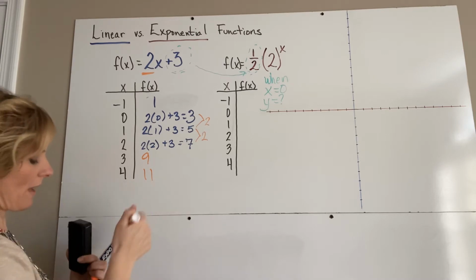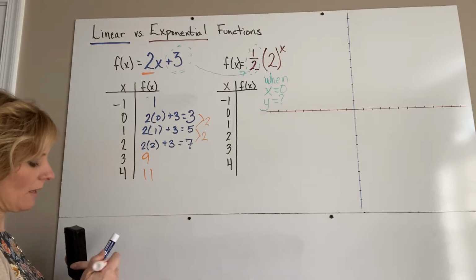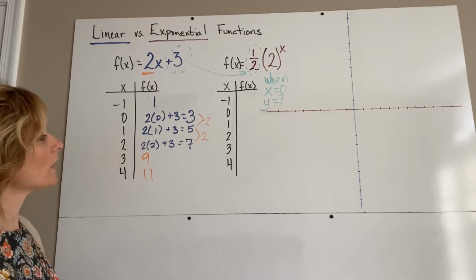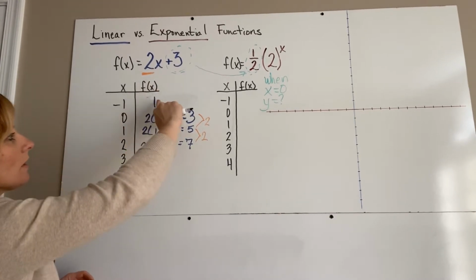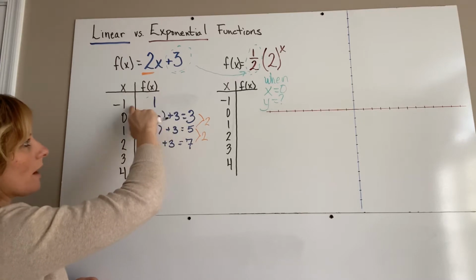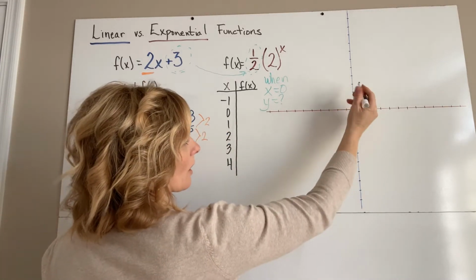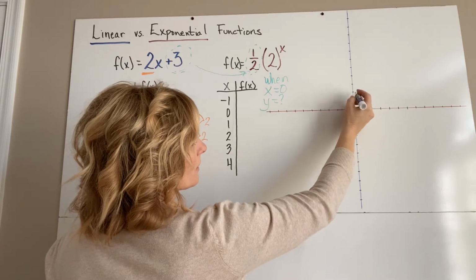So we're going to graph that. We'll go ahead and graph it in the blue or purpley color that we started with. So we have -1, 1, our x and our y. So over here, our x is -1, and we're going to go up 1.